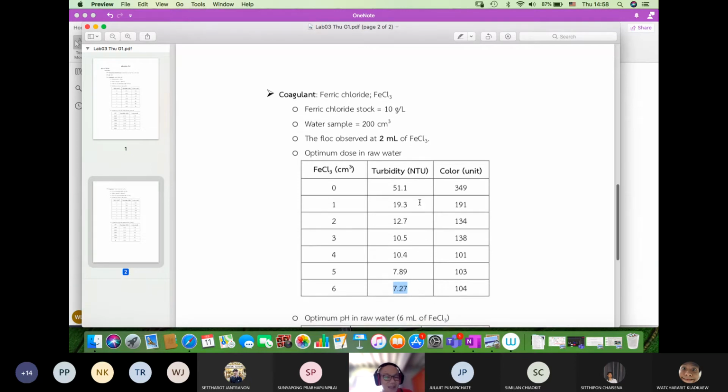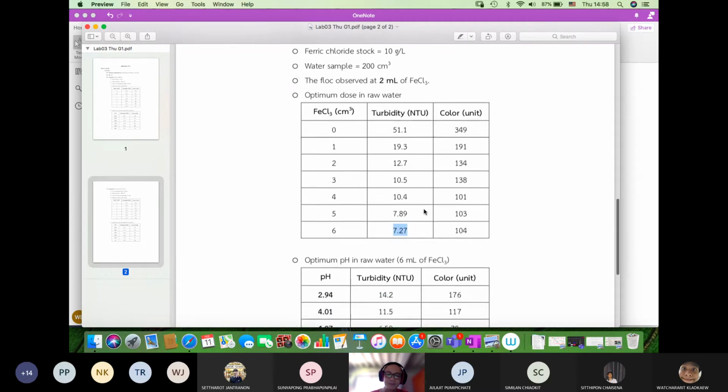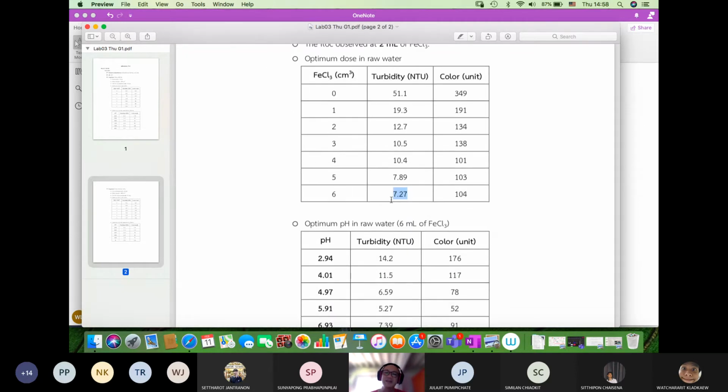Colors we measure, but we don't consider as the major parameters because color, if it's the true color, won't tell anything. But turbidity is quite clear if we monitor this one. So it represents the presence of the colloidal particles. That's why we focus on the turbidity. So okay, we take 6 ml of ferric chloride.